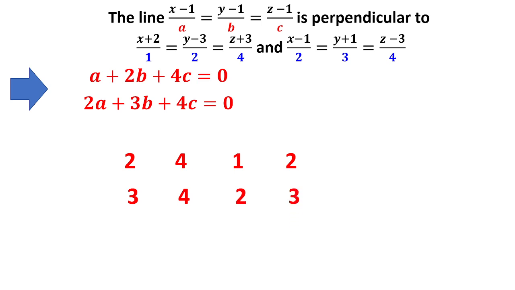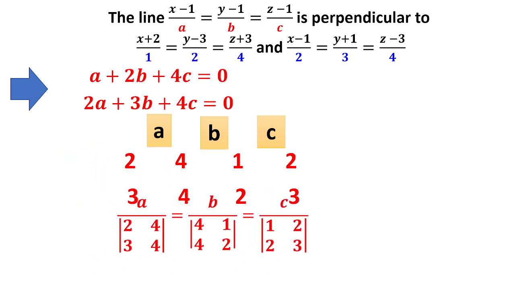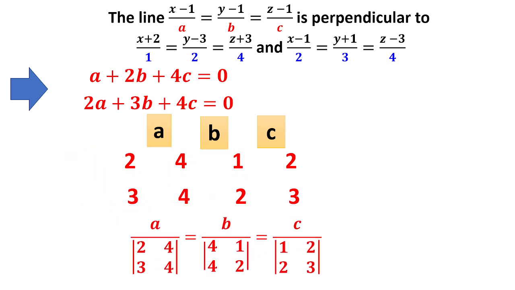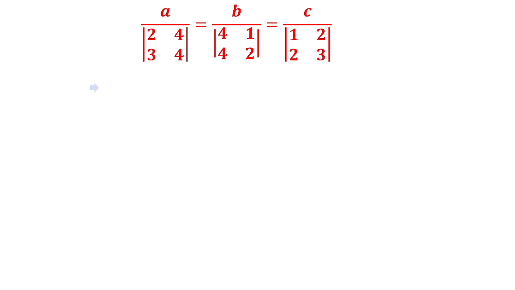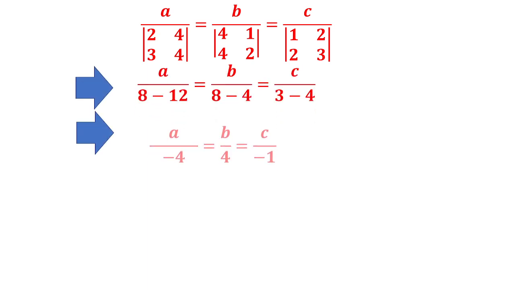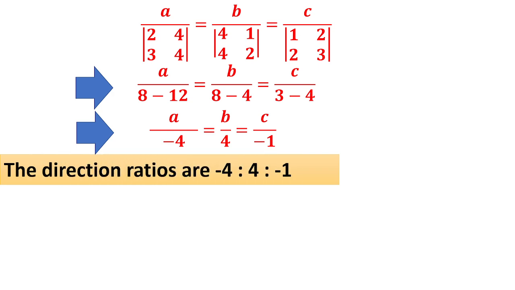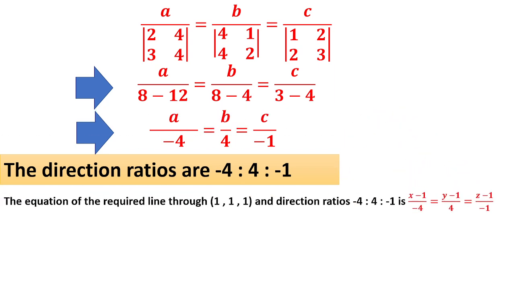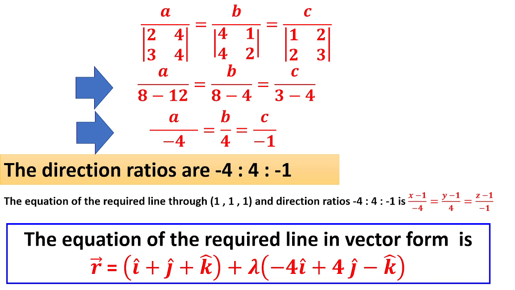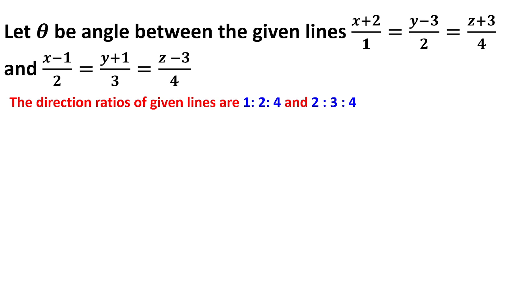Now, the first two columns will give you the value of a, the second two will give you the value of b, the third and fourth will give you the value of c. Now, a divided by the 2 cross 2 determinant, b divided by the 2 cross 2 determinant and c divided by the 2 cross 2 determinant. Now, evaluate them. It will become minus 4, 4 and minus 1. Therefore, these are the direction ratios. This is one way of solving them. Therefore, we are writing the equation as x minus 1 by minus 4, y minus 1 by 4, z minus 1 by minus 1. If they want the equation of the line in vector form, you are able to write it. Now, they want the angle between them.